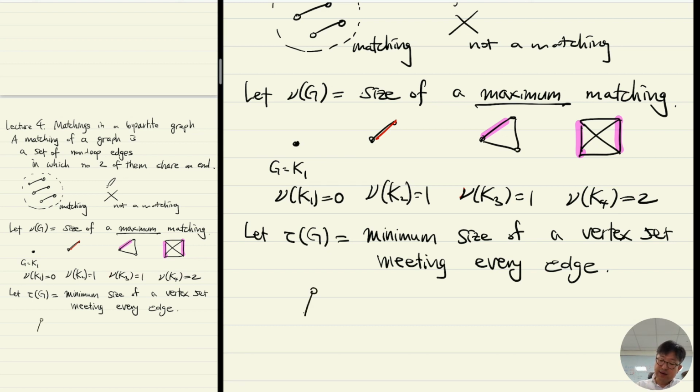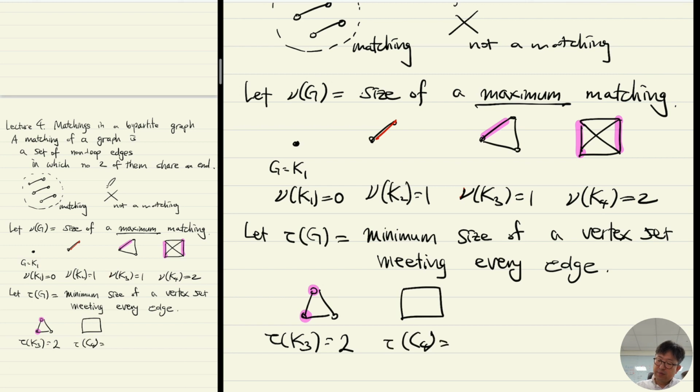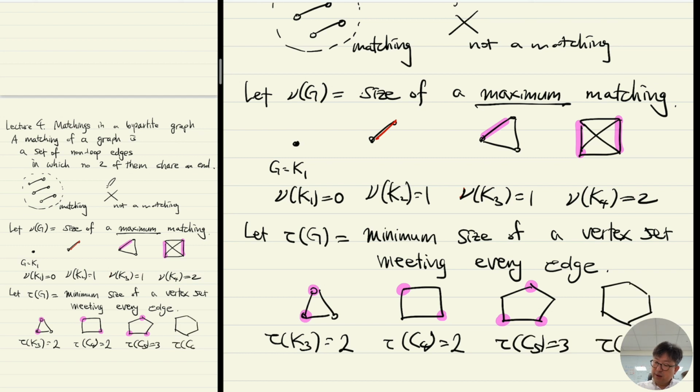So for instance, if I have a K3, then tau of K3 is 2 because I need to cover at least 2 vertices so that every edge has at least one end in one of these red sets. I cannot cover all 3 edges by one vertex because then there will be an edge left over. How about C4? Well, here I can cover by these diagonal vertices, right? So those 2 vertices will cover every edge. So that's 2. What about C5? The best thing I can do is each vertex can cover 2 edges, so I need to cover 3. How about C6? Now I need to cover these 3.